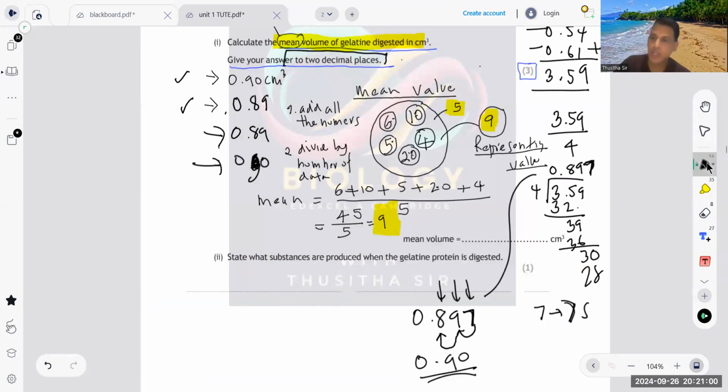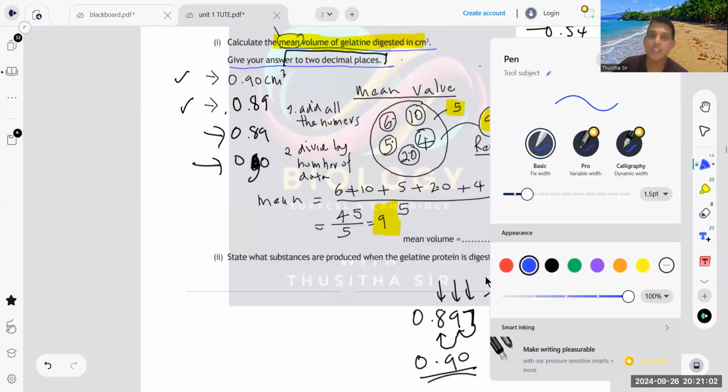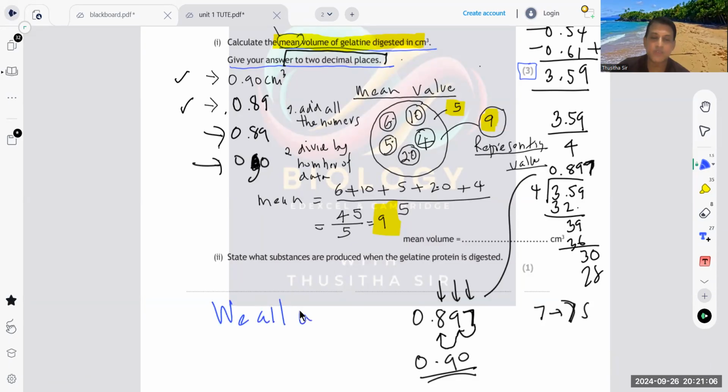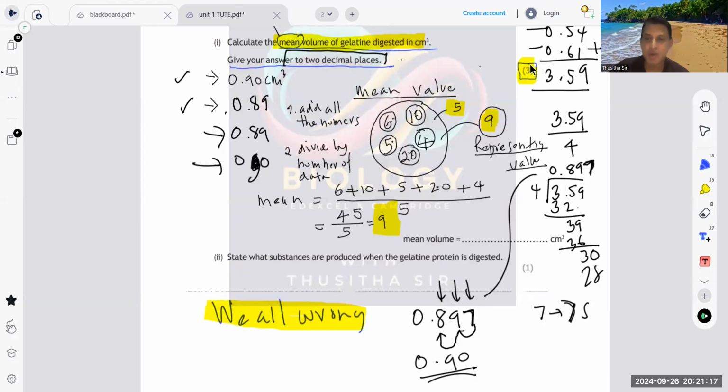Okay. But there is something you have to learn. We all are wrong. All are wrong. This is not the correct value. You don't get the marks. So this is a 3 marks question. Do you think they will give 3 marks just to calculate this mean value? In your maths paper, you get 1 mark. For just this kind of math, you get 1, maximum 2.